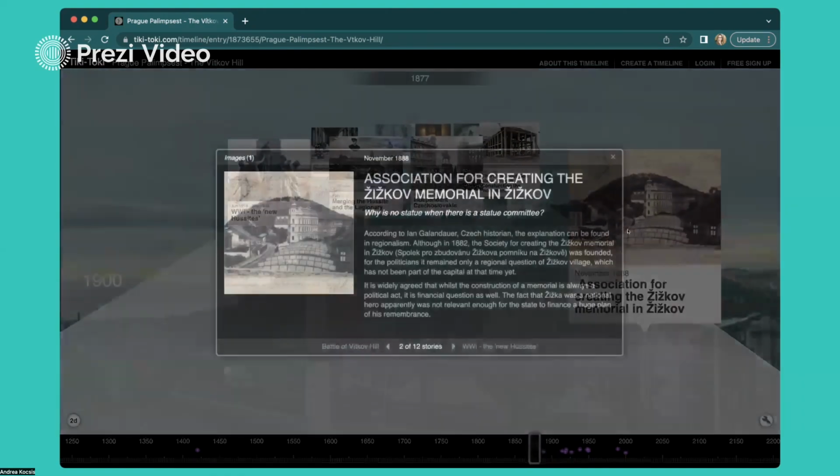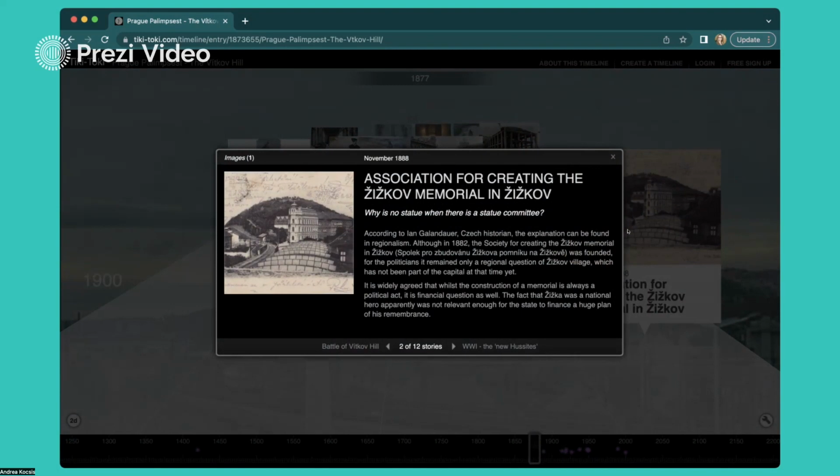We have to go to the 19th century, when a committee is created to commemorate this battle. However, Žižkov at that time is just a small settlement around Prague and does not belong to the capital city itself. Therefore, Prague does not want to spend energy or money on creating something very regional, very local, which has nothing to do with it. Therefore, these plans are put on ice for a while.